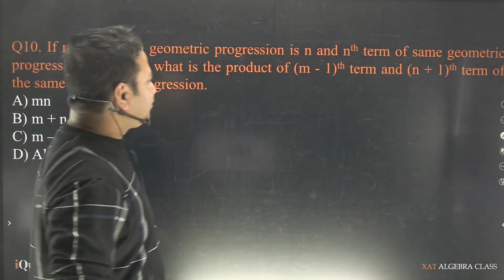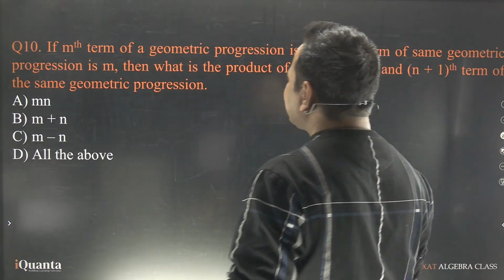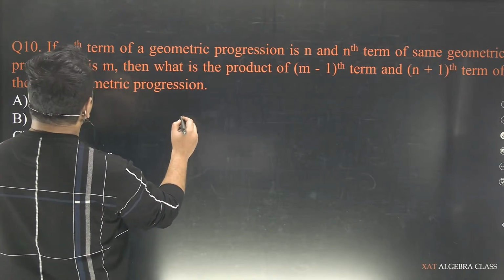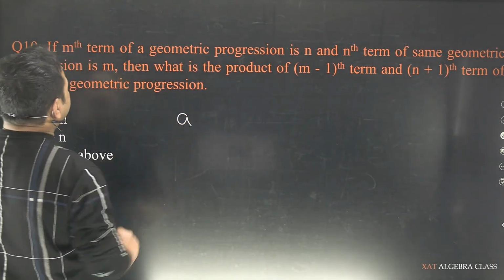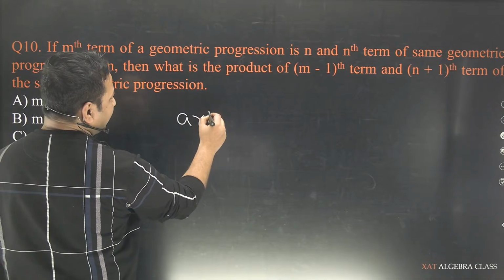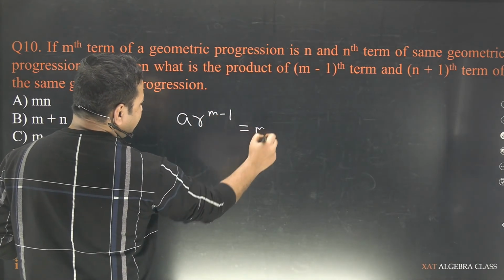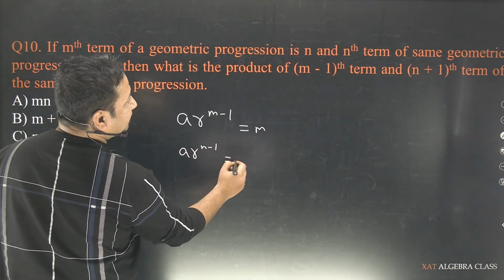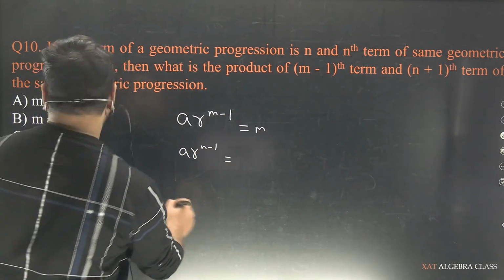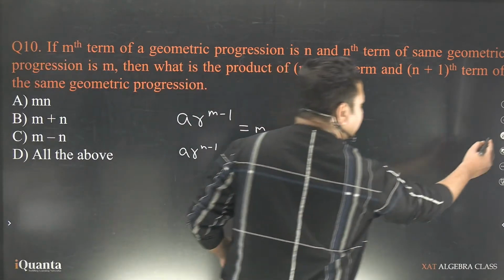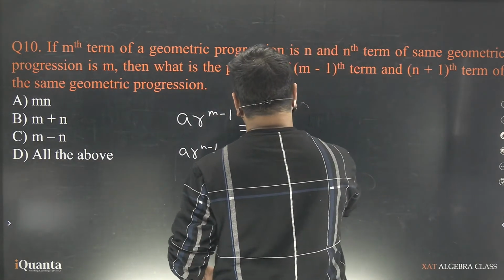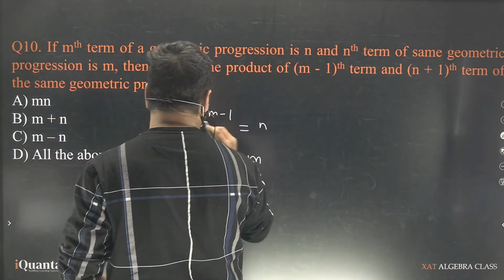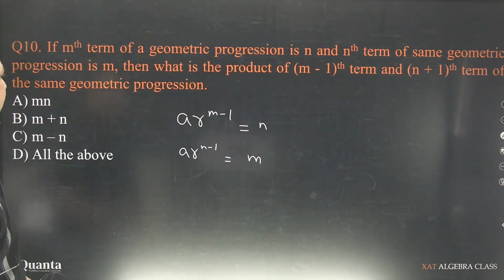Well, this one is going to be an easy question, I believe. Very simple question. Mth term is n. Geometric progression is there. So if the common ratio is r and first term is a, I can write a r to the power m minus 1 is equal to n, and similarly a r to the power n minus 1 is equal to m. Just the opposite. This is what we have according to the question.